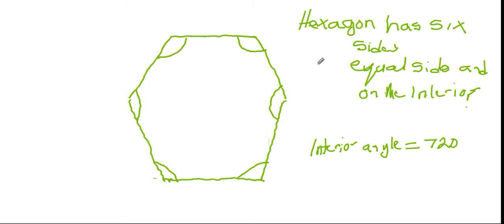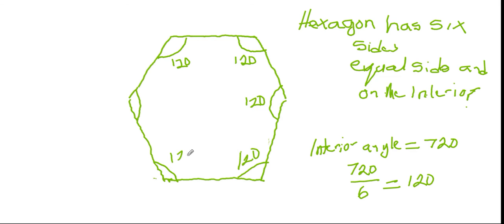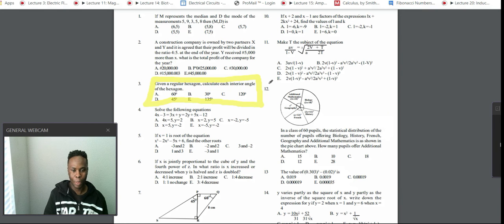So if you have 720 total interior angle, and you take 720 and divide it by 6, you get 120. So this is 120, this is 120, this is 120, this is 120, this is 120, and this is 120. And if you add them up, you will get 720. So now let's switch real quick to the question so that you can see if we have it right. So the answer is C, if you can see it right there. The answer is C.